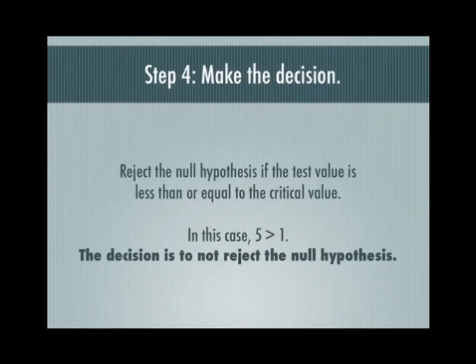For step 4, we must make the decision. In this case, we reject the null hypothesis if the test value is less than or equal to the critical value. In our specific example, 5 is greater than 1. The decision is to not reject the null hypothesis.